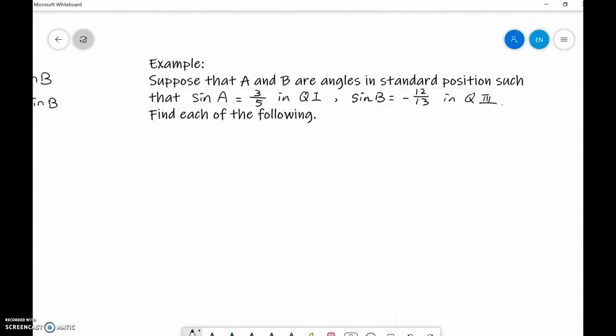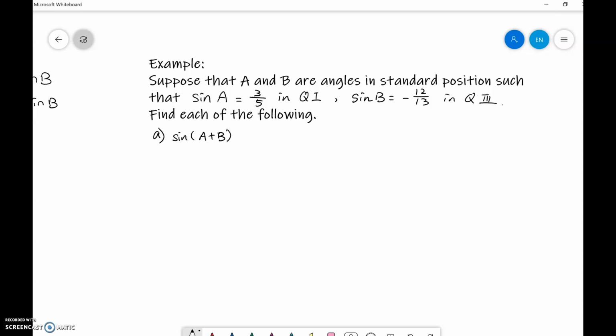The example we have is, suppose that A and B are angles in standard position. So we have sine of A equal to 3/5 in quadrant 1, sine of B equal to negative 12/13 in quadrant 3. And we want to find the following. The first one we're going to find is sine of A plus B.